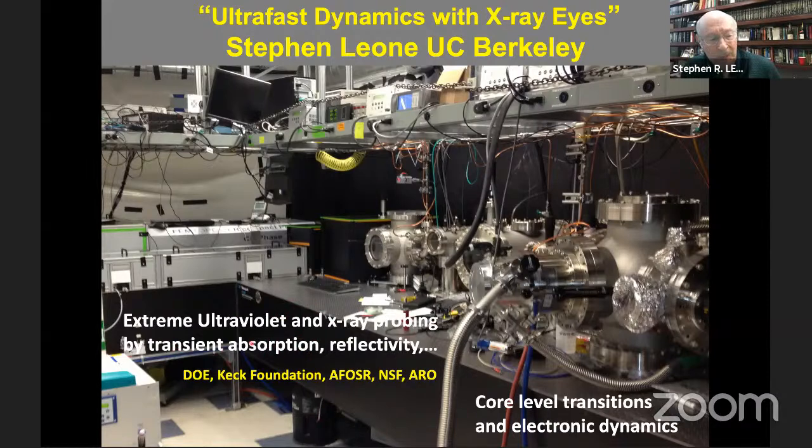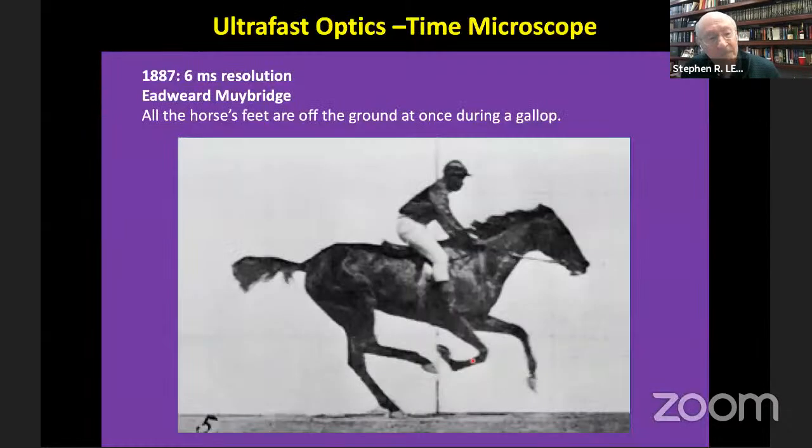And the simplest possible way to do this is by methods called transient absorption, which I'll explain. And it invariably makes us get into studying what we call core level transitions. So I also need to explain that. And it allows us to get at electron dynamics. That's going to be the really big thing that we understand from this work.